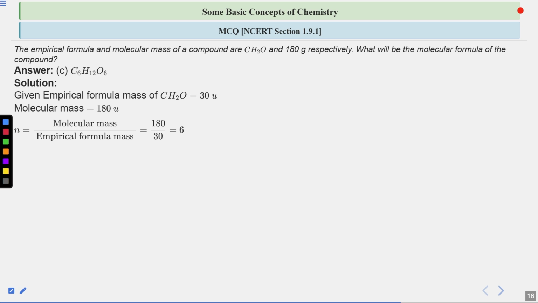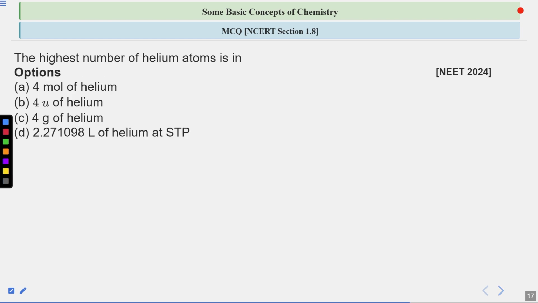If you divide both of these, 180 by 30 will give you 6 as the multiplying factor. Just multiply it throughout the given formula. You will get your molecular formula from here, which is C6H12O6. Now moving on to the next question.